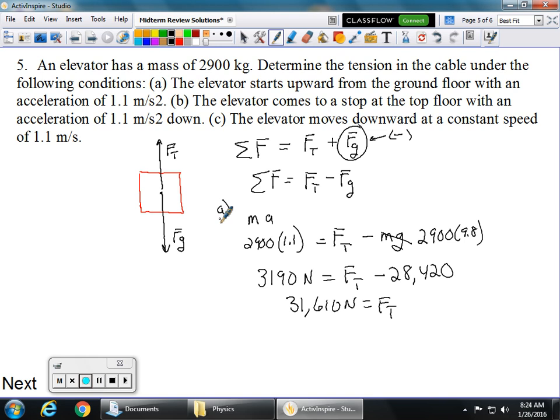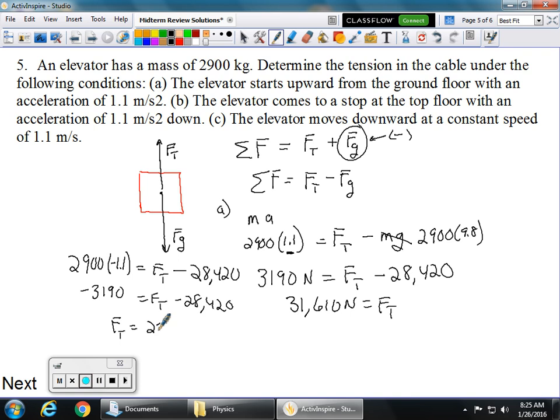Now we can apply this to part B. The elevator comes to a stop at the top floor with an acceleration of 1.1 meters per second squared. So now instead of accelerating up, we're going to accelerate down. This 1.1 is really the only thing that's going to change. Instead of writing positive 1.1, we're going to put negative 1.1, equals the tension plus the weight, and the weight is negative, so that's negative 28,420. When we add 28,420 to both sides, this is going to be positive over here, and a negative number on the other side. This is going to be negative 3,190, same value, equals tension minus 28,420, which gives us a tension of 25,230 newtons.